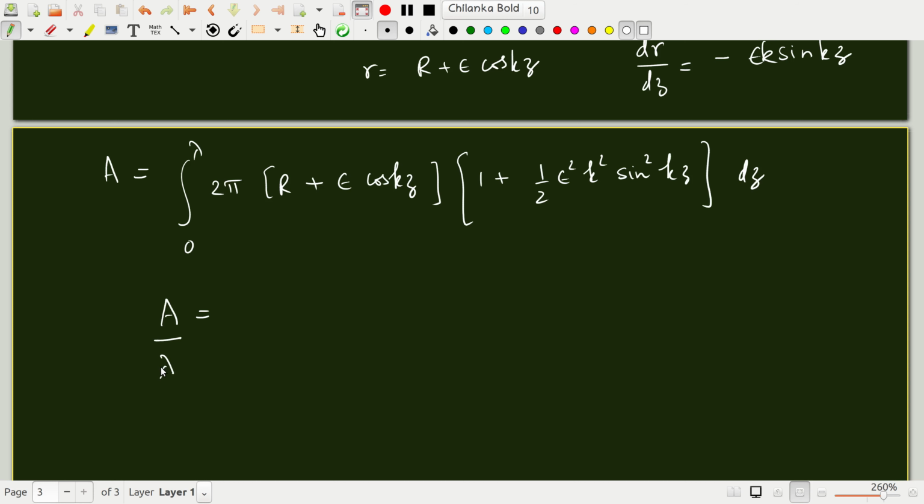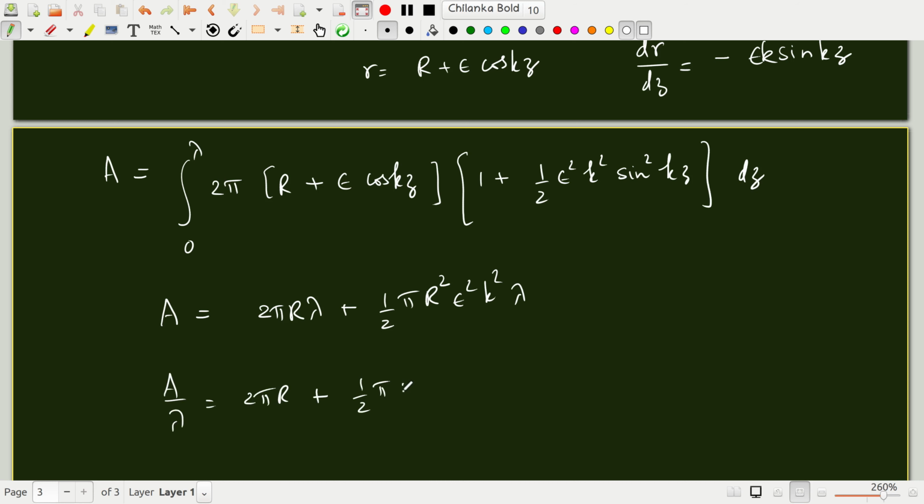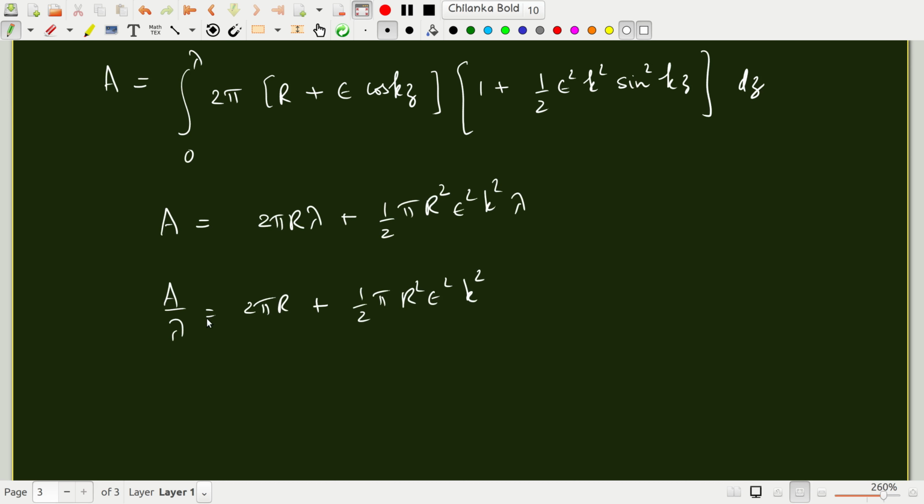Okay, so the surface area is nothing but, now everything is per unit wavelength of the perturbation, so I'm going to divide the whole thing by the wavelength. So this is nothing but 2 pi r. Let's first write down the full expression: 2 pi r lambda plus half pi capital R squared epsilon squared. Now A by lambda is therefore 2 pi r plus half pi r squared epsilon squared k squared. Now this appears as if both terms are positive, and it's difficult to see from here how the area changes.